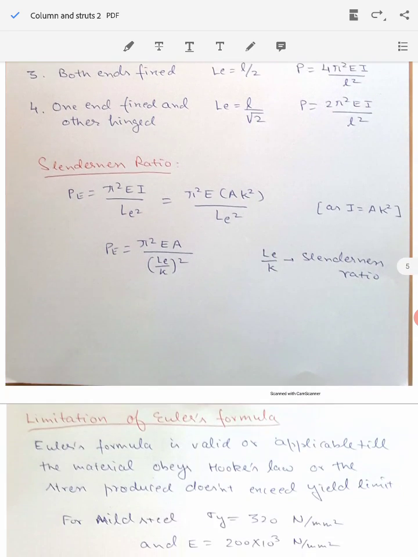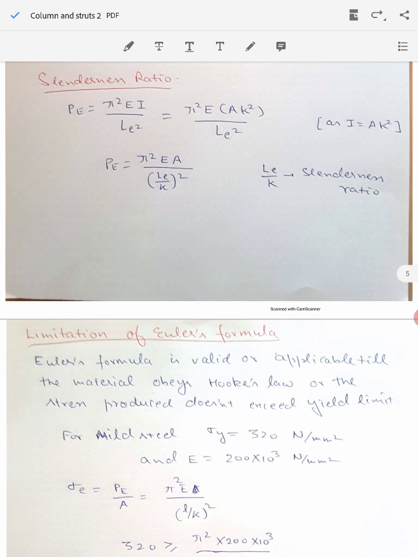Now we had the formula pi square EI by l square, that we just discussed. We know that the moment of inertia can be written as area of cross section multiplied by the radius of gyration square, where k is the radius of gyration. So when we substitute A k square and bring this k into the denominator, that gives us l by k whole square. This l by k is basically the slenderness ratio. The length of the column divided by the radius of gyration is called the slenderness ratio.